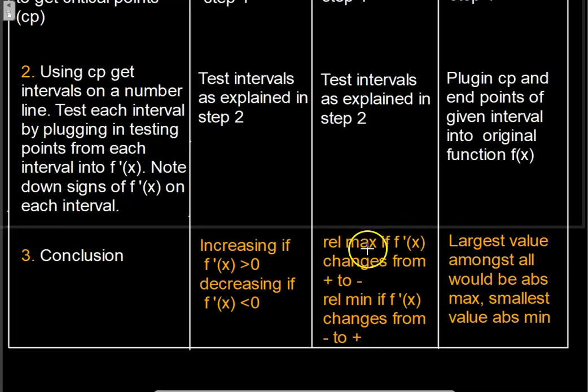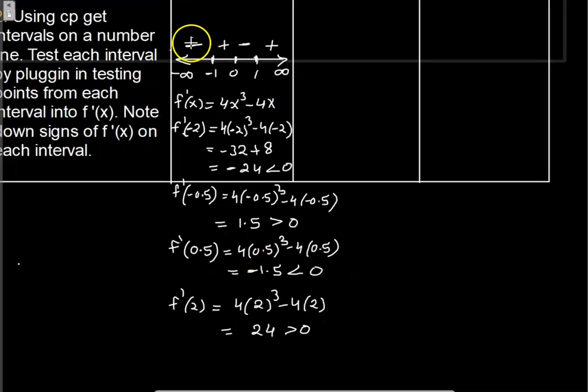So there is a local maxima or relative maxima when the derivative changes from positive to negative, and minima when it changes from negative to positive. So here we see that the derivative is changing from negative to positive at -1, and it's again changing from negative to positive at 1. That means these are going to be the points of minima.